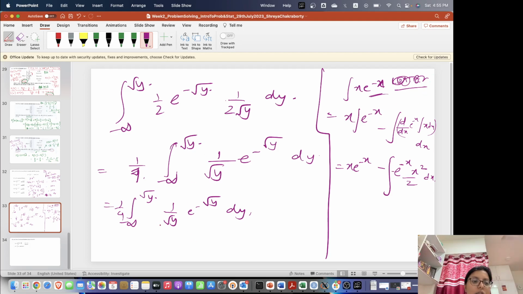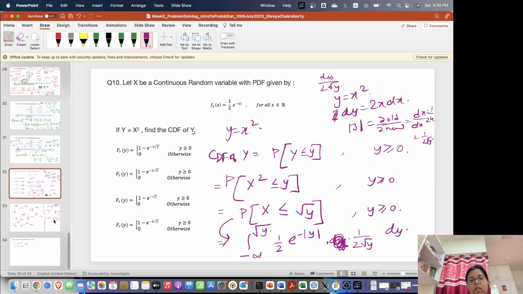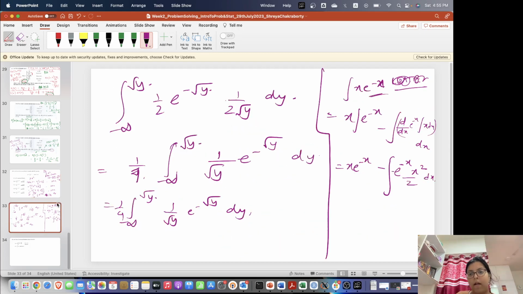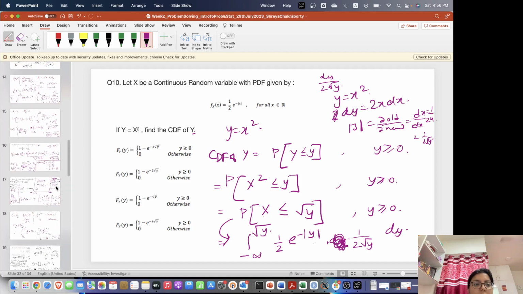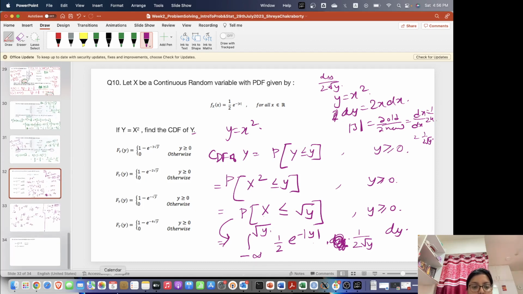Okay, I think I'm running out of time. I'll solve this one and bring this in the next class, if that is okay with you. Yeah, I'm going to do that. Okay, so the next class I'm going to begin with this problem and then move on to the other problems. So apart from this problem, anywhere else you faced any issues, doubts?